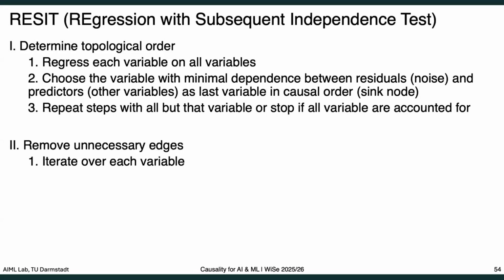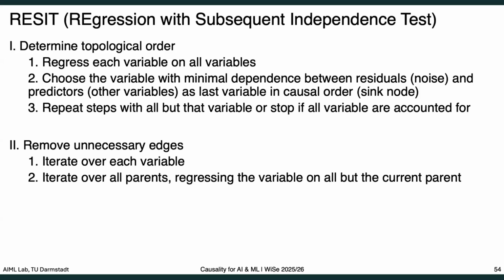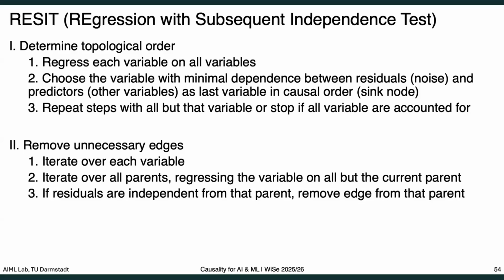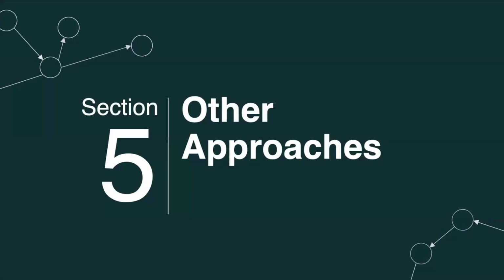And then for removing, we have the full topological order, and we iterate over basically each edge, so over all parents. We take a look at one node, take a look at all its parent nodes, and then ignore one of these parents, just trying it out, and regress on all but that parent. If it turns out that the residuals are independent from that parent, we know that there actually shouldn't be an edge there, because it doesn't change anything. We can remove that edge and we're good.